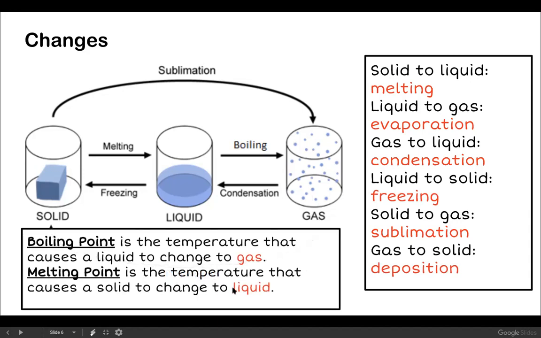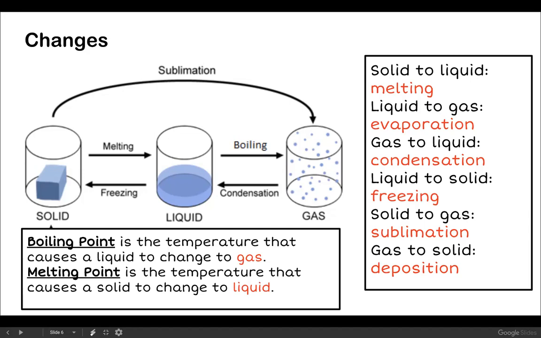So there are two vocabulary terms at the bottom here. The boiling point is the temperature that causes a liquid to change to gas. The boiling point is the point when a liquid starts to boil, which is part of the process of changing into a gas or evaporating. So a boiling point could be like 100 degrees Celsius for water. For other things, it can be higher or lower depending on what the matter is.